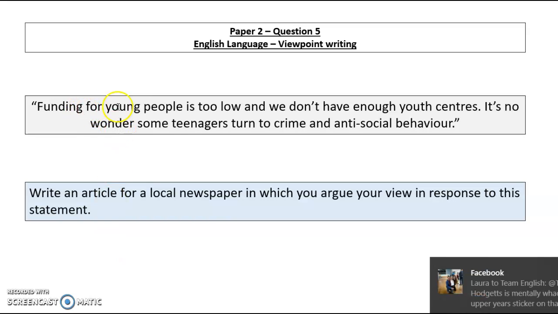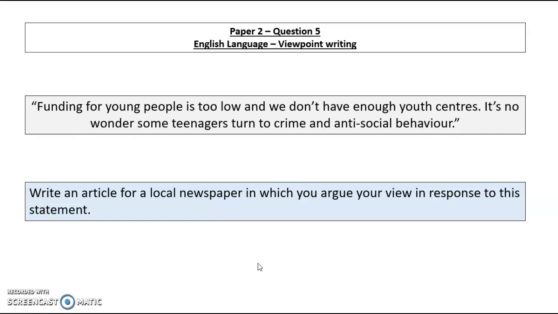It's the task where you get the statement followed by a task to do. It's more tricky, I think, than paper 1 question 5 in that there's so many variables, so much you have to think about and judgments you have to make in a split second in the exam. Whereas paper 1 question 5, you can pre-prepare elements and have ideas already in mind.